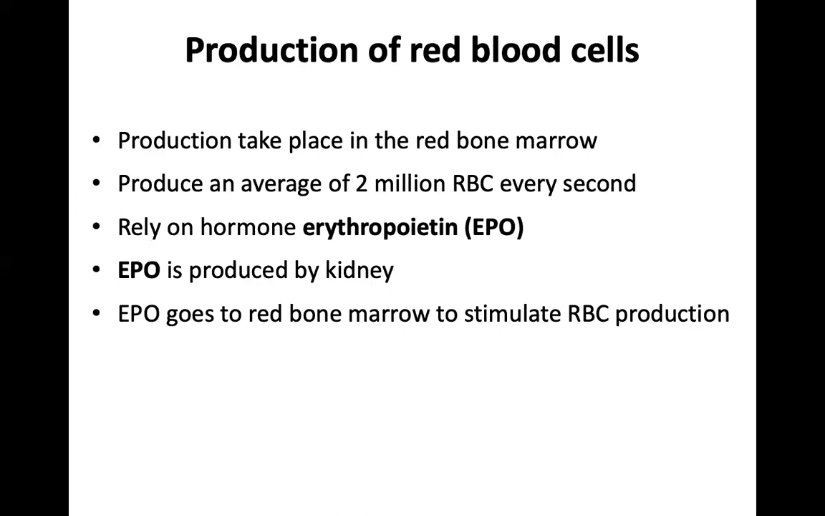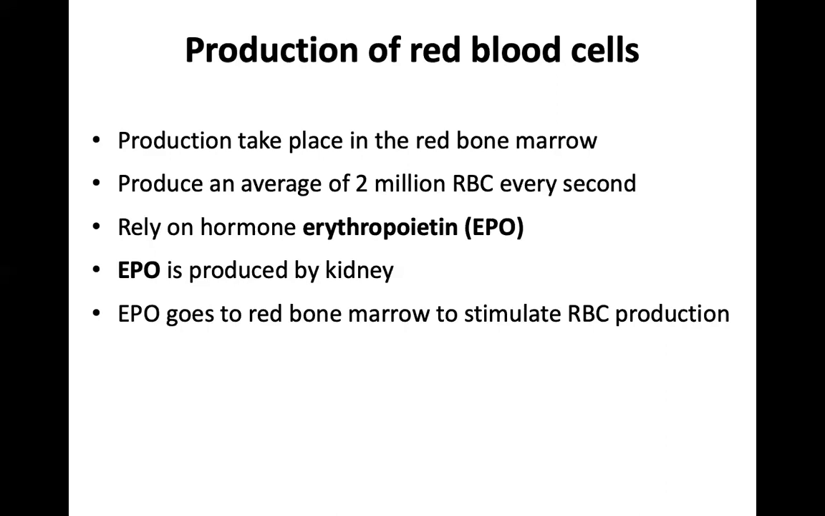Now, what is the organ that actually produces this hormone? That would be your kidney. So erythropoietin or EPO is mainly produced by your kidney. The liver also produces it, but again, the majority of the EPO comes from your kidney. Now, this EPO, this hormone, is going to travel through your blood and go to your red bone marrow. This should sound familiar. Red bone marrow was the location where your blood cells are produced. So when EPO reaches your red bone marrow, it stimulates the production of your red blood cells.